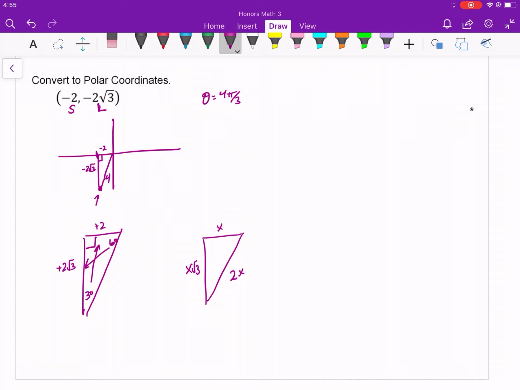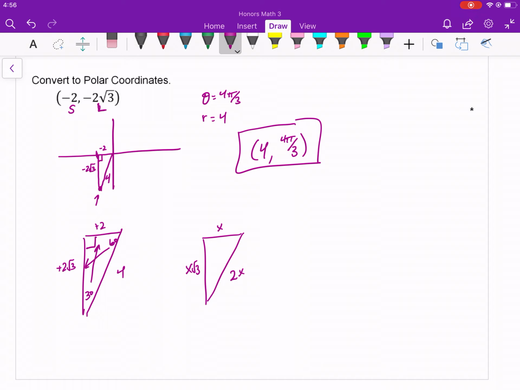Now I'm going to always use a positive radius. So technically it could be positive or -4, but it's easier if you just make the radius positive. So we have a radius of 4 because it's twice the 2. And I'm not doing twice -2. I'm just going to do twice the absolute value of 2 and then 4 pi thirds. And there it is. Okay. So just a quick, easy way.